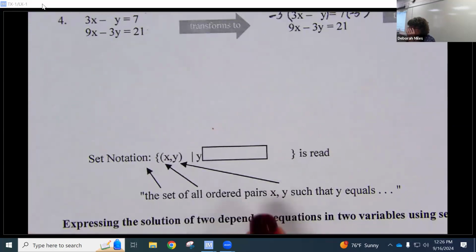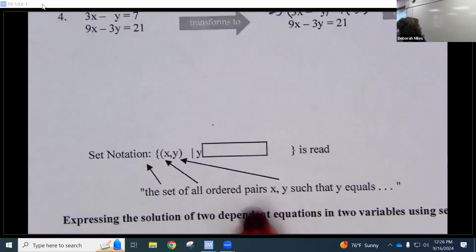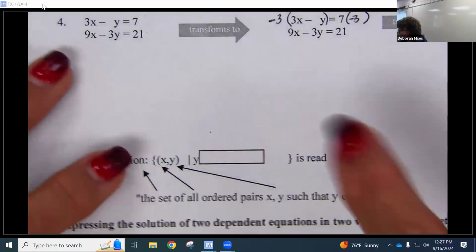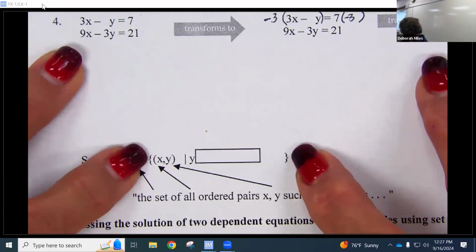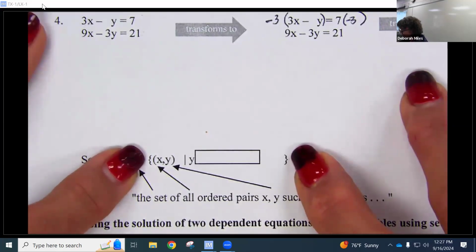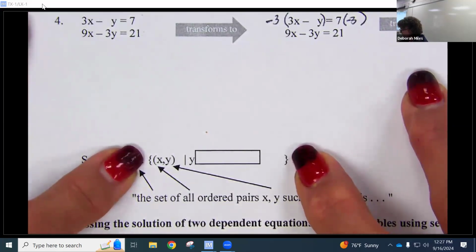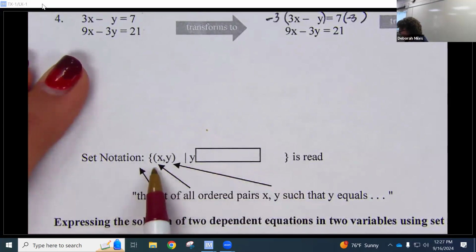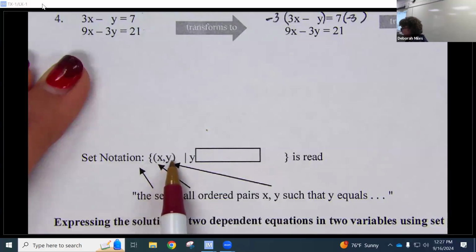Let me tell you about set notation. And the only reason I'm showing you this is because the homework asked you to do this. I'm not going to ask you to do it on the test, but it's still easy. This is what set notation looks like. It's in a set of braces. Braces indicate set notation. And then you read this set notation, the set of all ordered pairs x, y. That tells me what my set consists of. It consists of ordered pairs x, y.